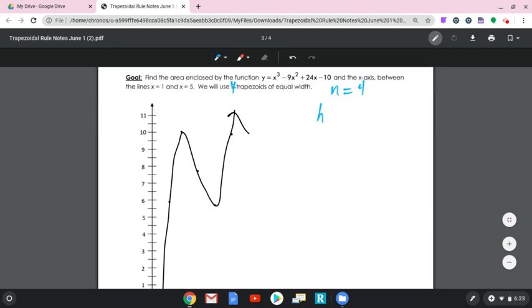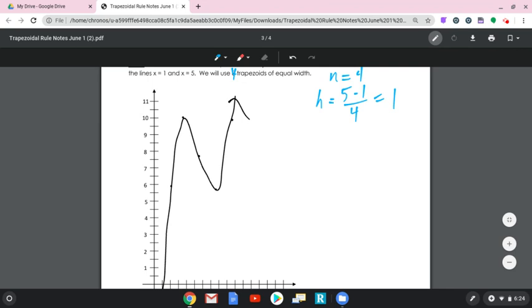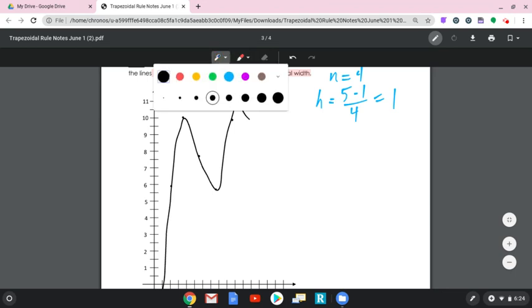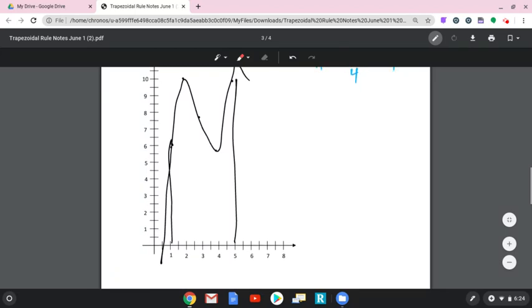Okay, I can easily find my height. Height is b minus a, which is 5 minus 1 over 4, which is again 1. So that means I am going to drop a vertical line starting. If I have x is 1 and x is 5, let's do the outer side. So x is 1 is the starting, and that's the finishing at 5. So this here in red is my shaded region. Okay, that's my shaded region.